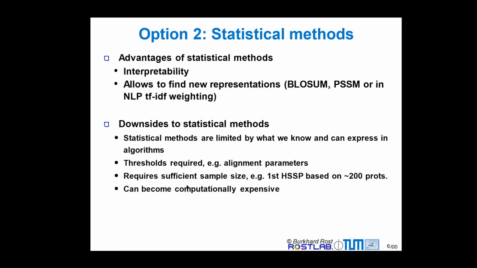Another downside is, of course, you need a sufficient sample size. For example, the first HSSP curves were based on something around 200 proteins. This is still a lot less than what we have available today, but you can imagine that you cannot build up these statistical methods on only 10 protein sequences. You need a sufficient data set size at the very beginning to actually find some significant correlations in your data, if you want to come up with some statistical analysis methods.